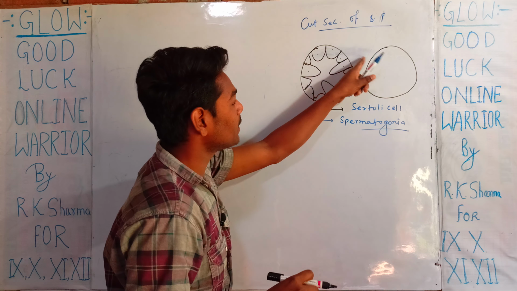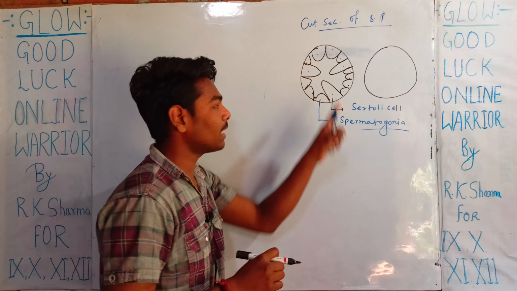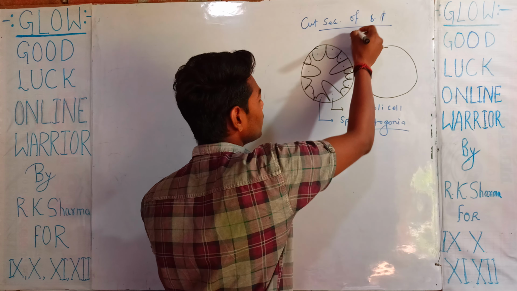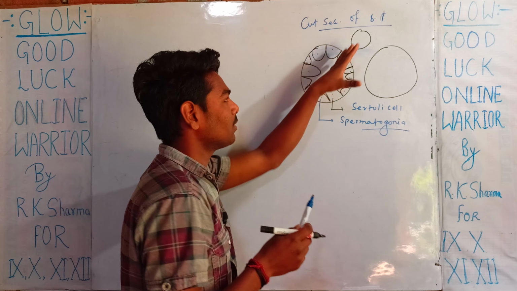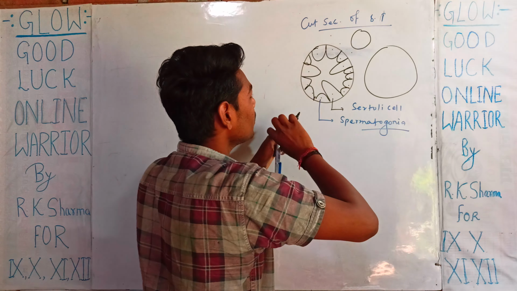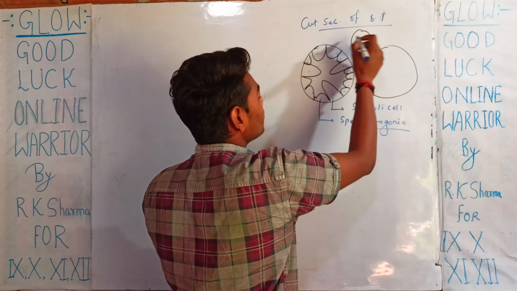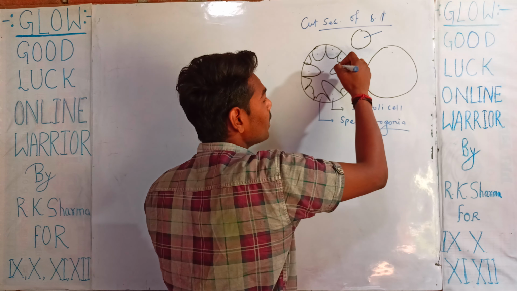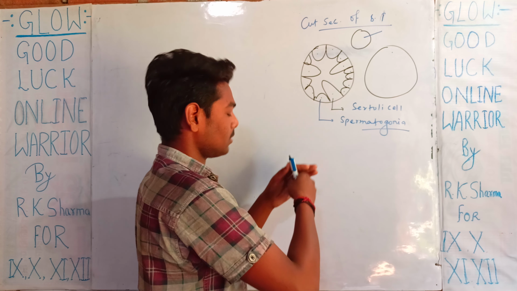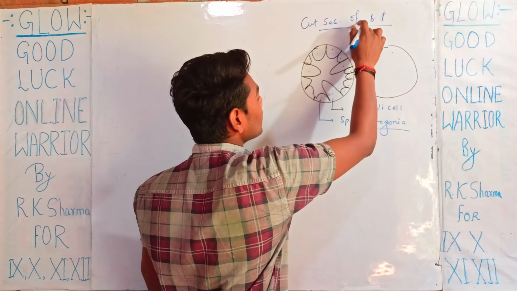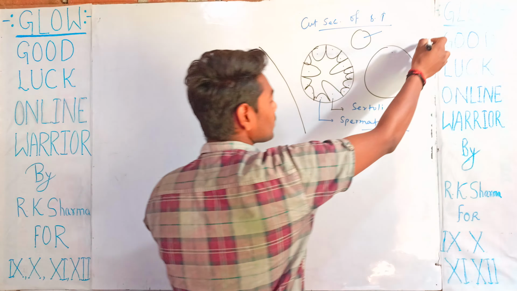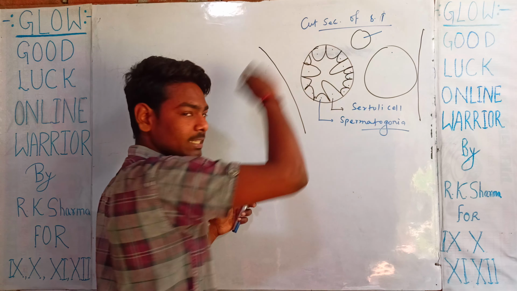And this is the space, because we know in one septa there are two to three seminiferous tubules. So let me make it small because of less space. This is also a seminiferous tubule, and all are the same size, but due to less space on the board, I'll make a small diagram. So this is the seminiferous tubule, and this is the space, because this is the septa of the testis.